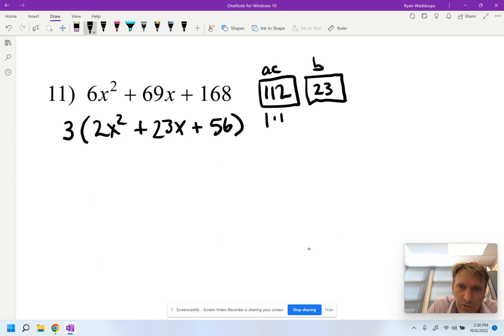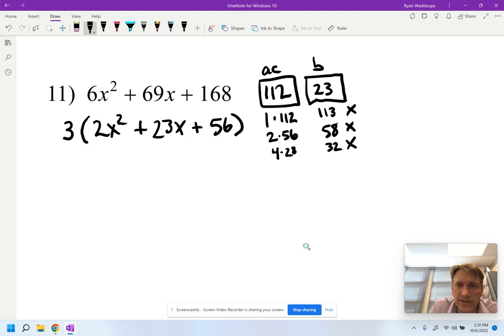And I just go through: 1 times 112 is 113. That's not it. 2 times 56 adds to 58. Not it. 3 won't go into 112, so we skip 3. I go to 4. And 4 goes into 112 28 times. And those add together to give us 32. Still not it. We're getting closer.